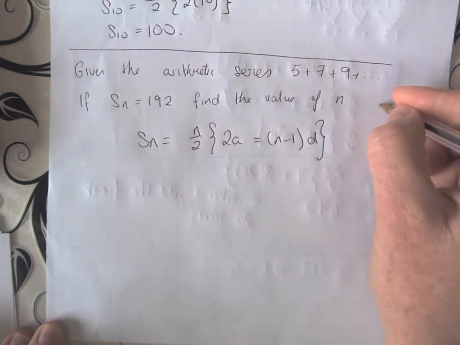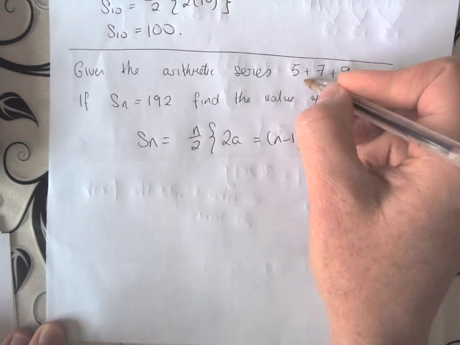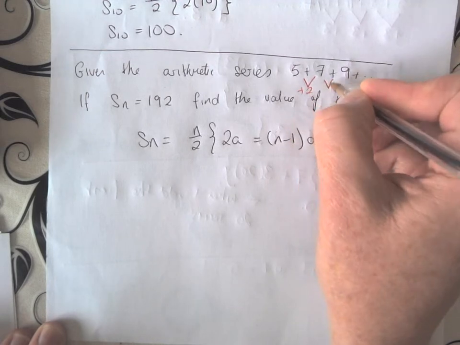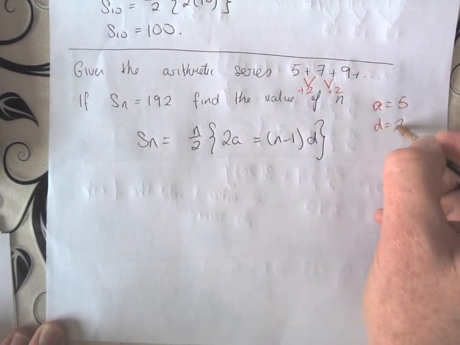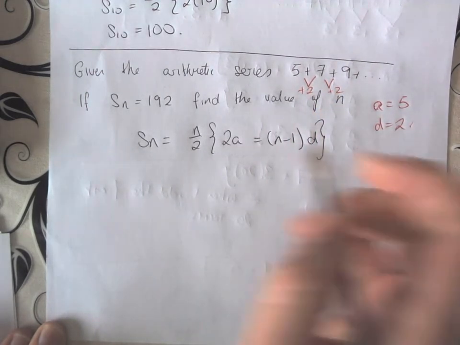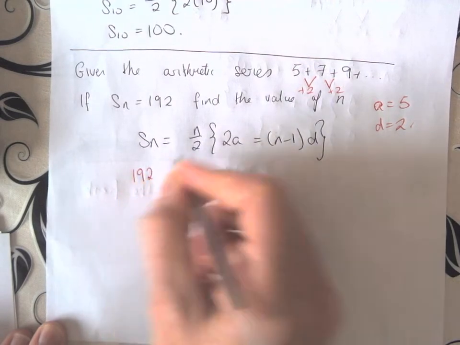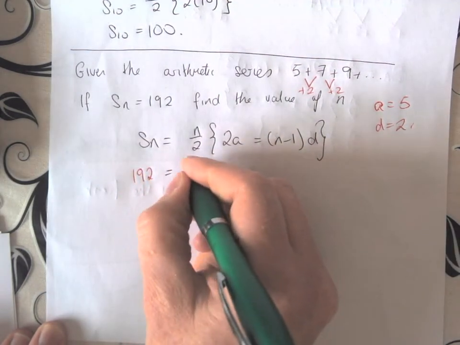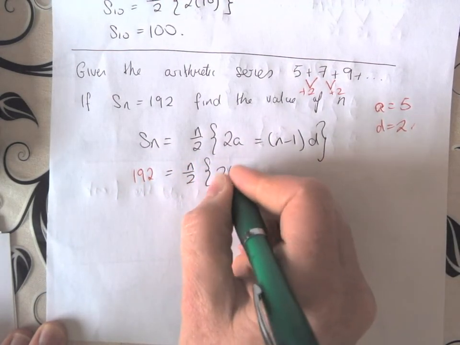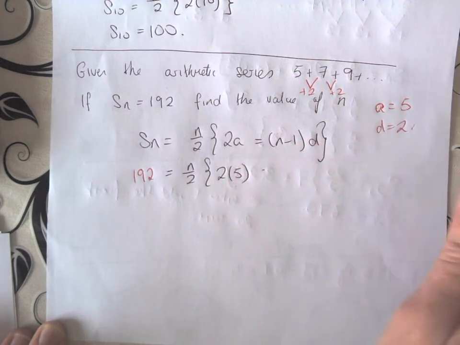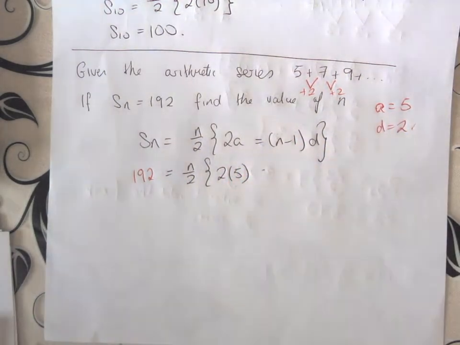Now we can get our A. A is the first term, which is 5. Again, this is a plus 2, so D is 2. So in this question, we know 192. We don't know n. We know A is 5. Sorry, that's a minus there, not an equals.